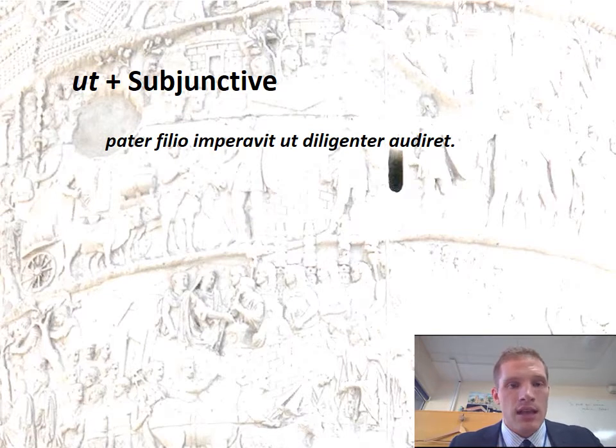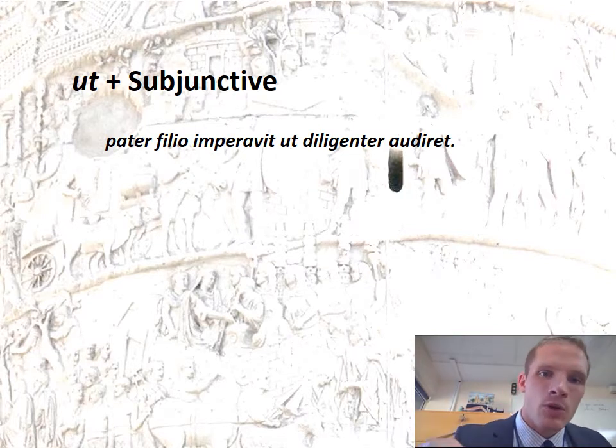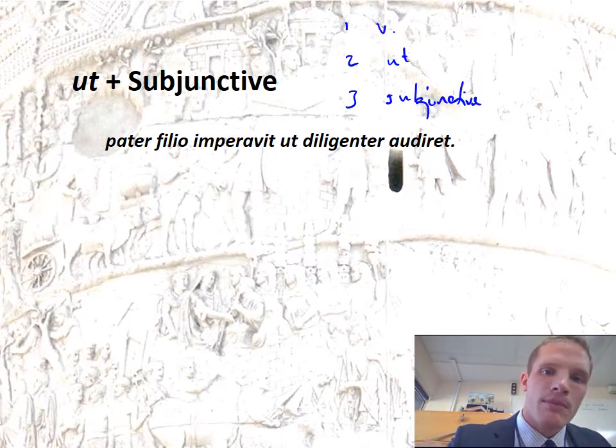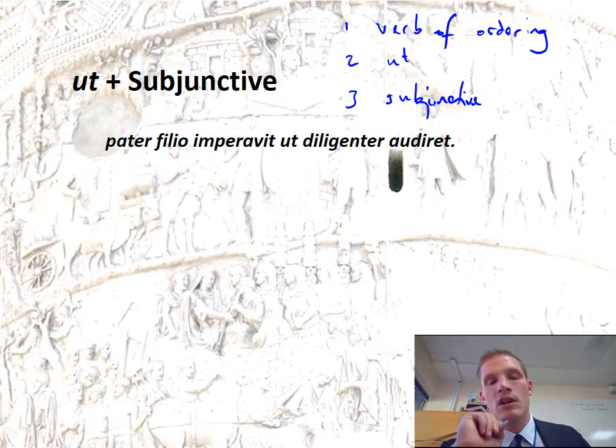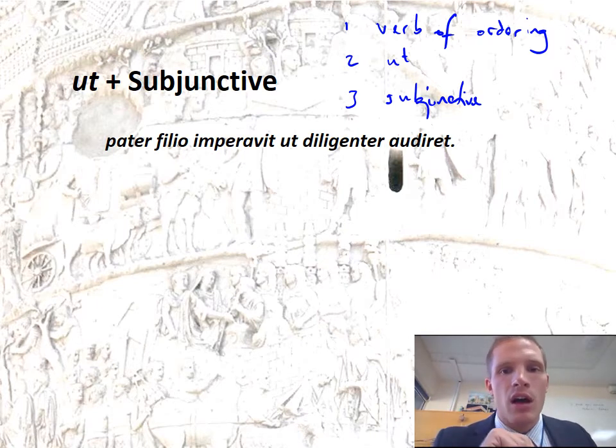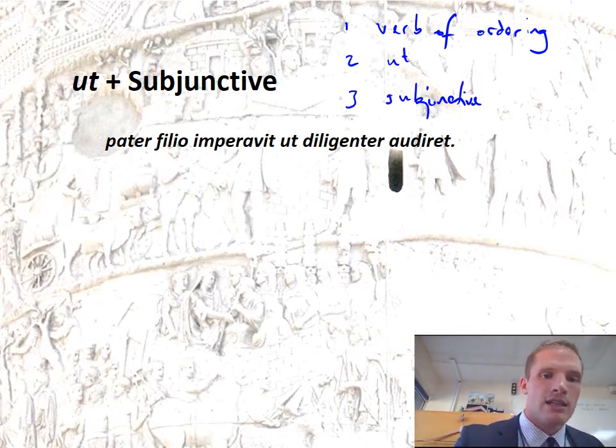If we have a look at an example, pater filio imperavit ut diligenter audiret. There are going to be three things that we need to watch out for in ut plus the subjunctive. The second one is ut, and the third one is going to be our imperfect subjunctive. But number one is important as well. Number one is going to be our verb of ordering, and we're going to see in just a second that there are a few different verbs of ordering. It's certainly not iubeo, because that's going to be accusative plus infinitive, but it's impero, which is our other Latin verb that means I order. And that's the one that we have here.